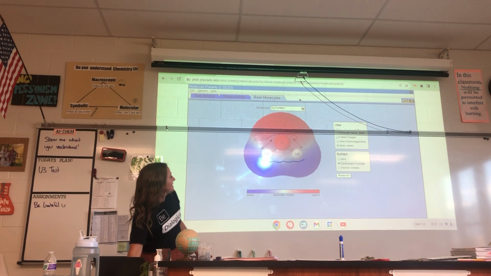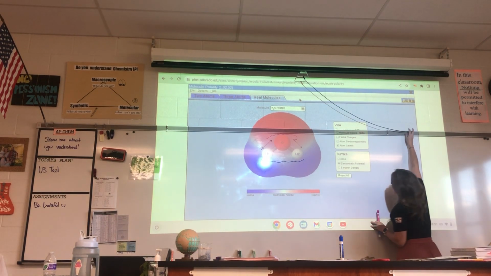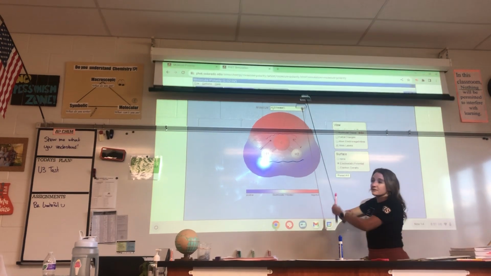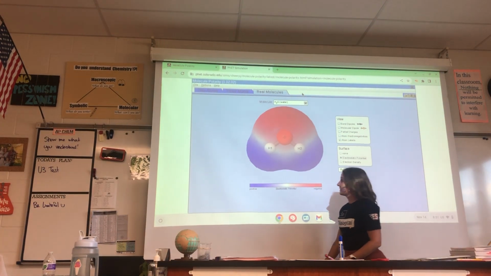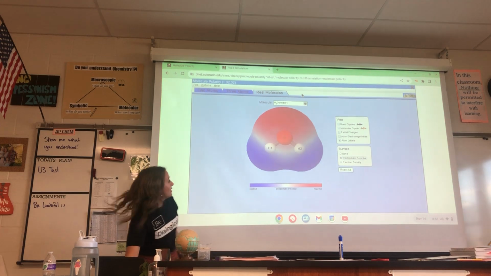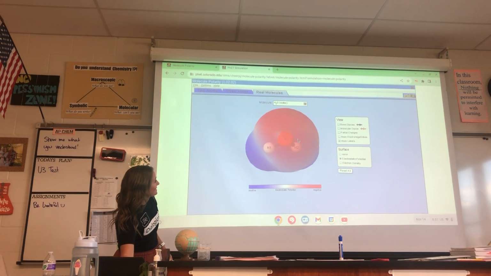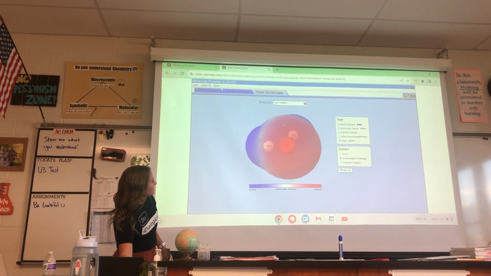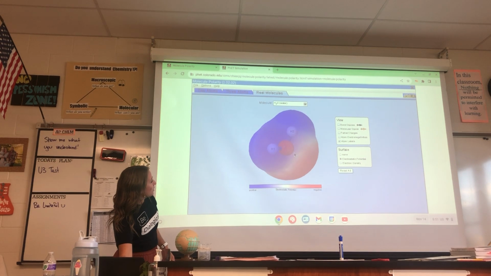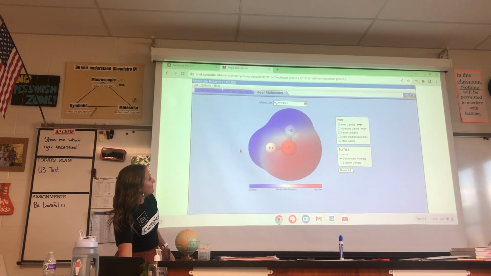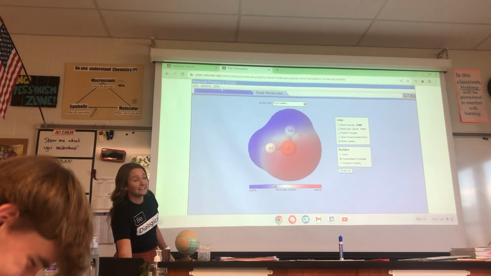So you can see here, it's purple and green. That's the electrostatic potential going on with our water. And notice, if I rotate this in 3D space, a polar molecule is always going to have a very blue side and a very red side.